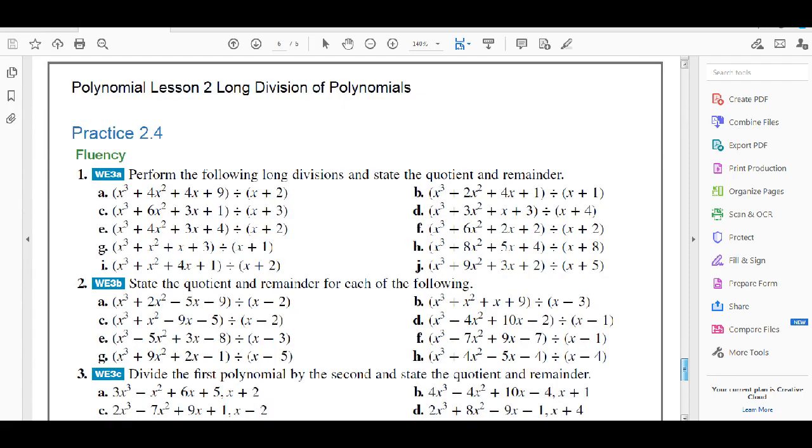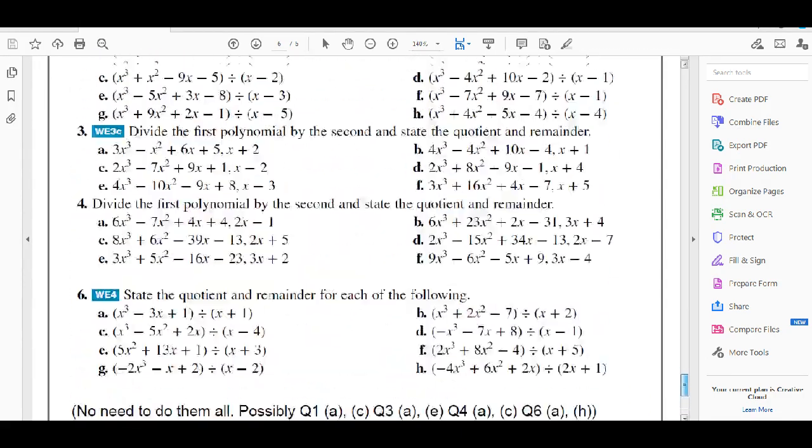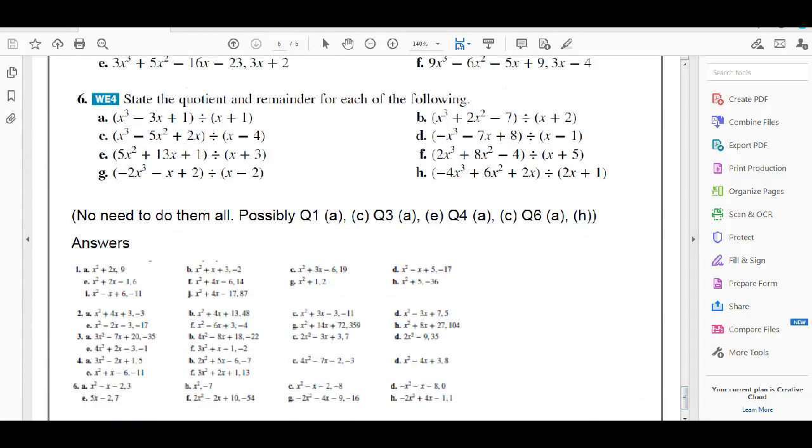In our notes I give you more practices with their answers, but I recommend you just do some of them, don't do all of them, so you don't run out of time, unless you think you need more practice.